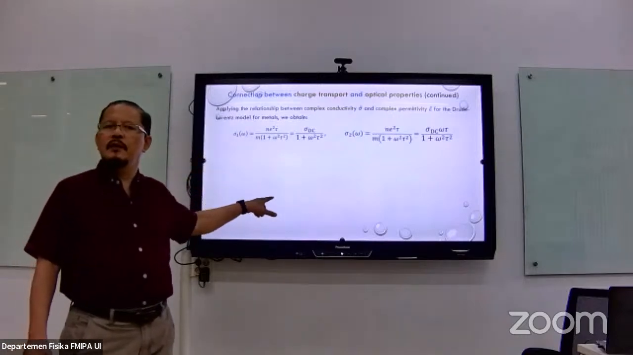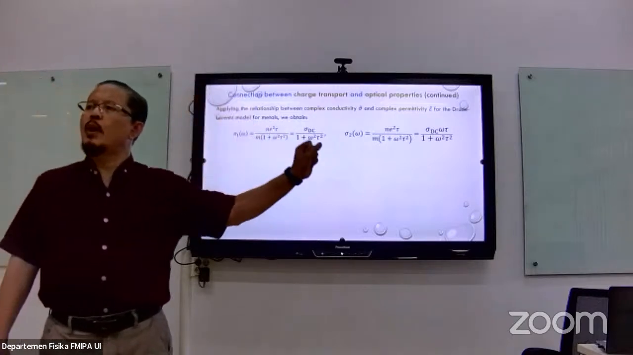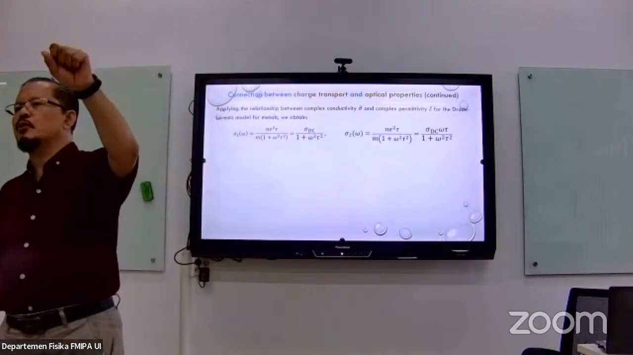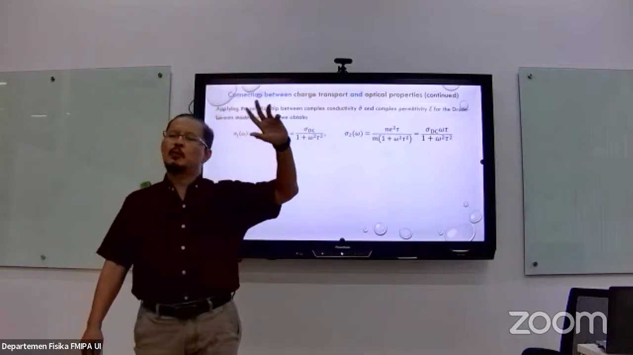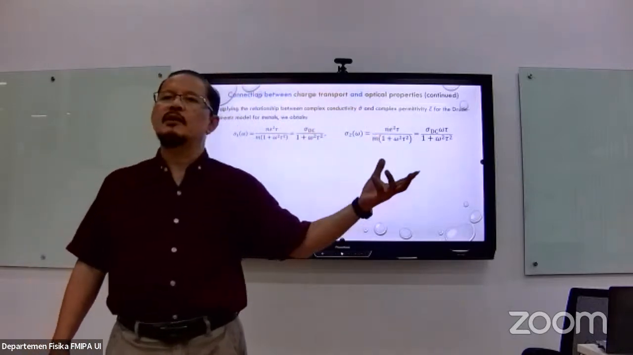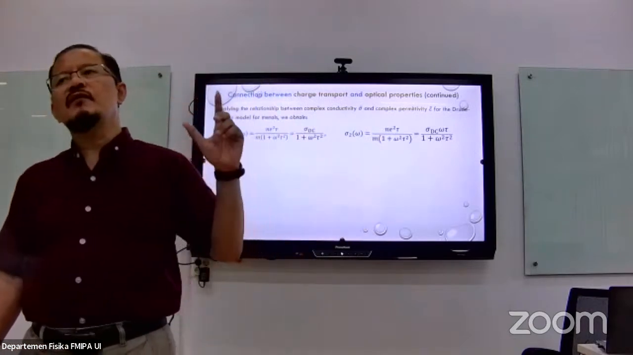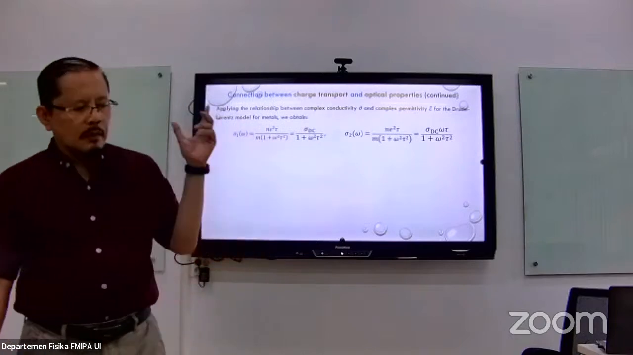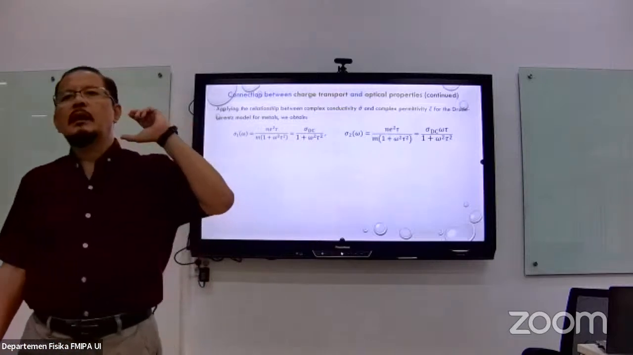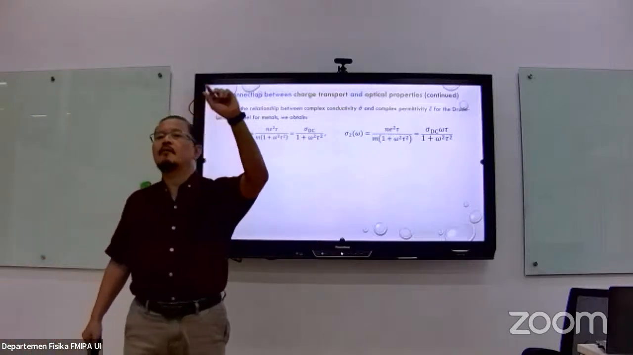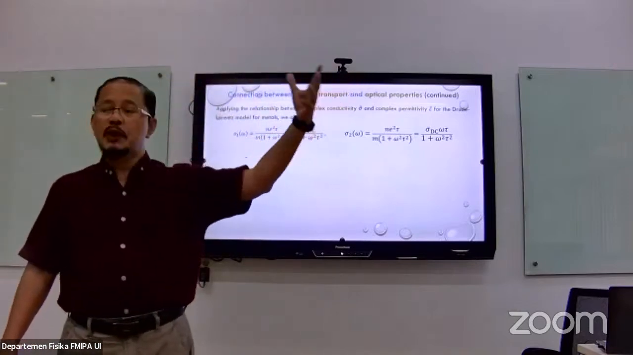What we derived from the Drude theory were actually epsilon 1 and epsilon 2 only. Only epsilon 1 and 2 are explicitly derived using the Drude model. We didn't do the derivation for the conductivity. If we want to derive the frequency dependence of sigma 1 and sigma 2 directly from the model, we could do it.